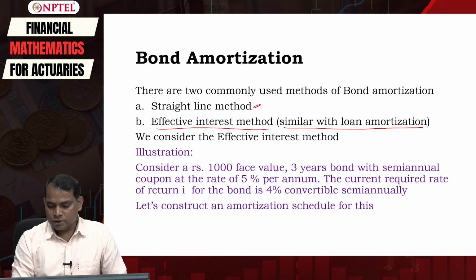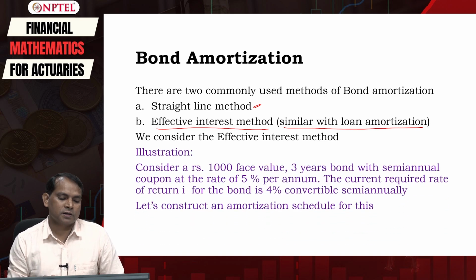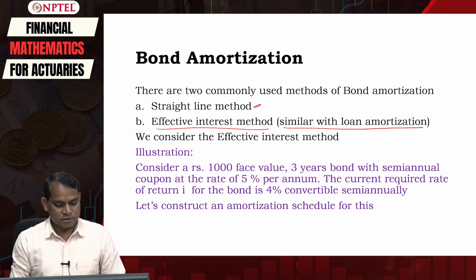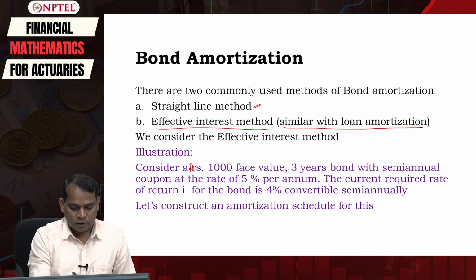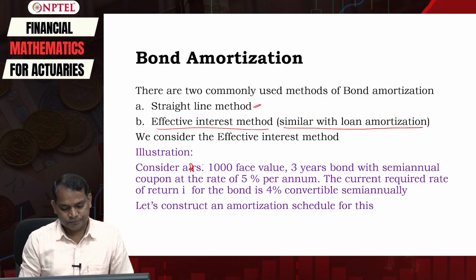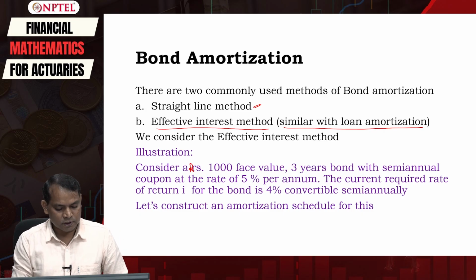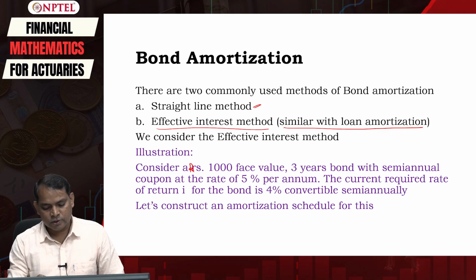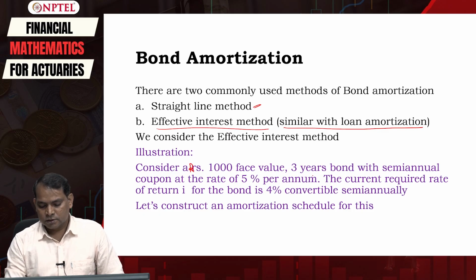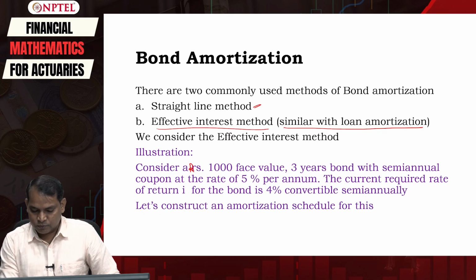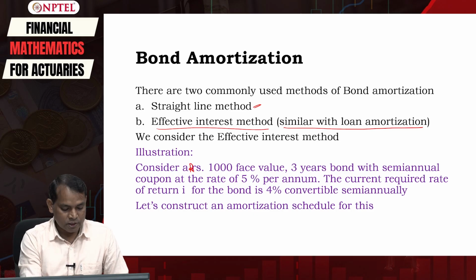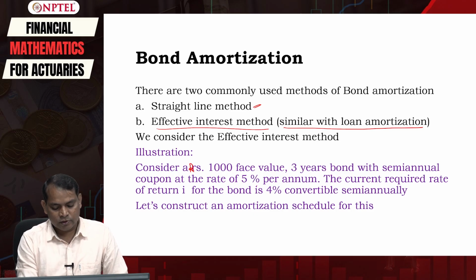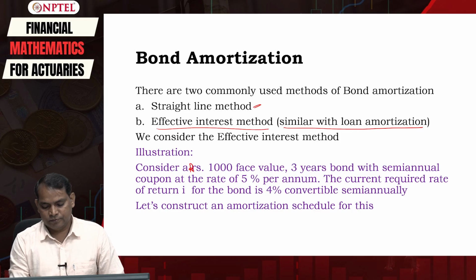Let us take one example to understand bond amortization. Consider a 1000 rupees face value bond, with 3 years maturity, with a semi-annual coupon at the rate of 5% per annum. Sorry, this R should be a capital letter.